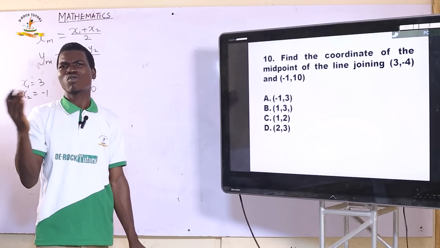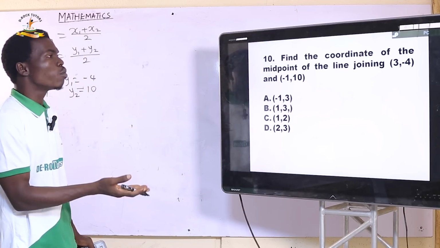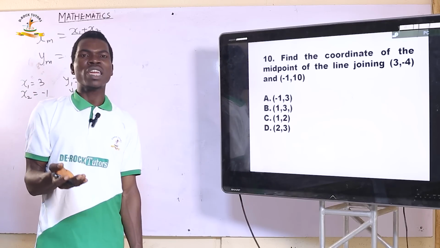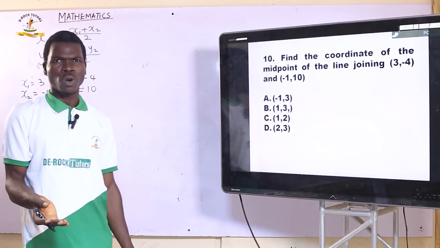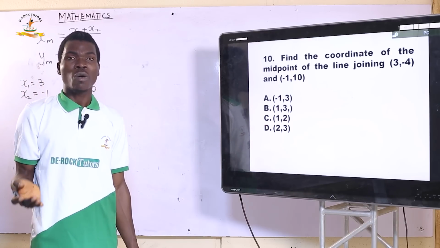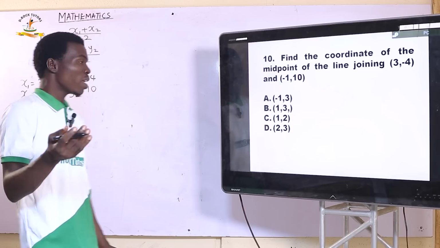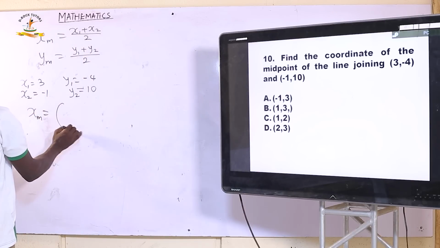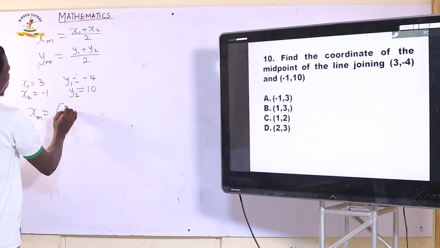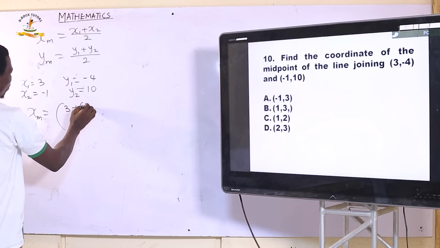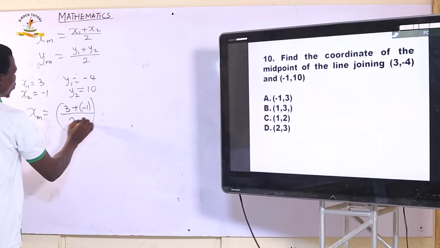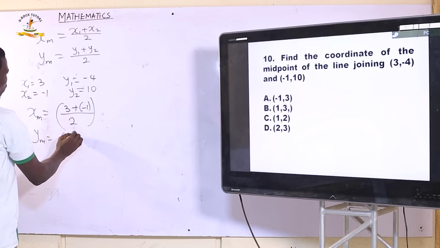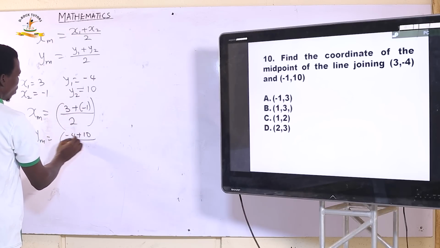However, there is no hard and fast rule to this. You could have chosen yours to be x1 -1, y1 10, and x2 3, y2 -4. We are all going to arrive at the same answer. So let's just put it in this formula. The midpoint that corresponds to x is going to be x1, which is 3, plus x2, -1, all by 2. Then the y coordinate will be y1, which is -4, plus 10 all by 2.